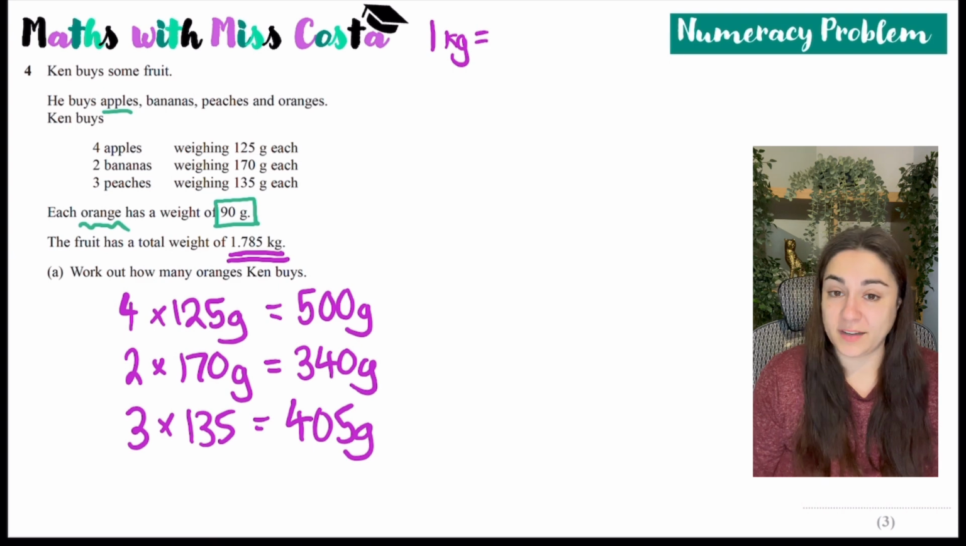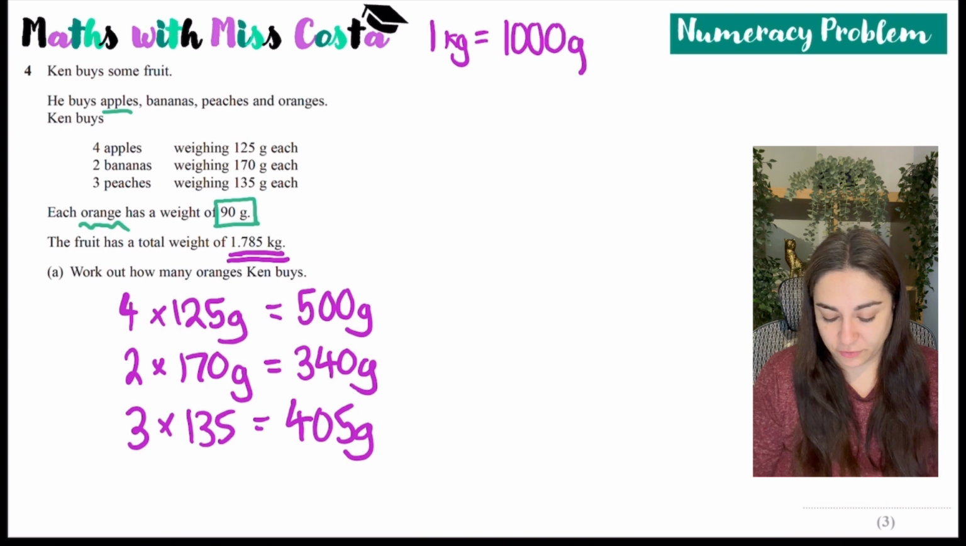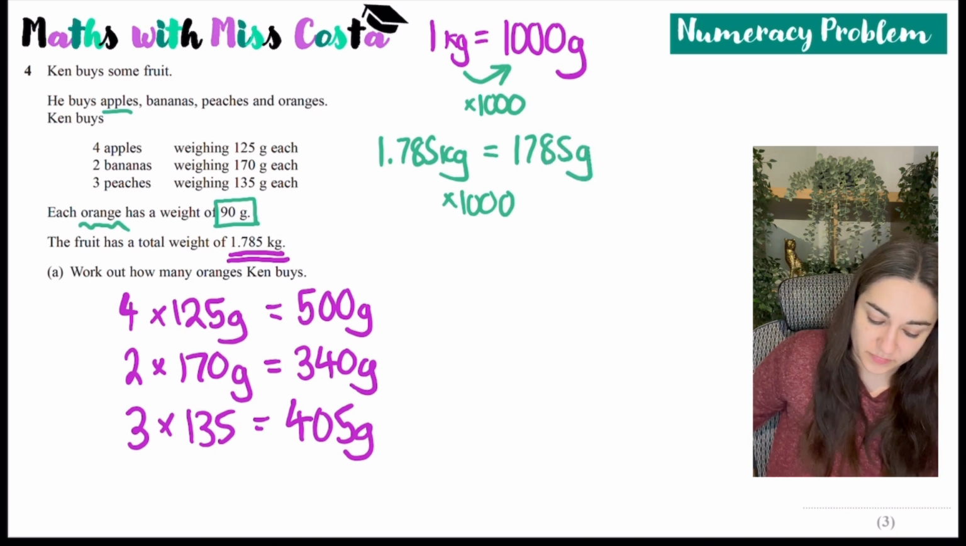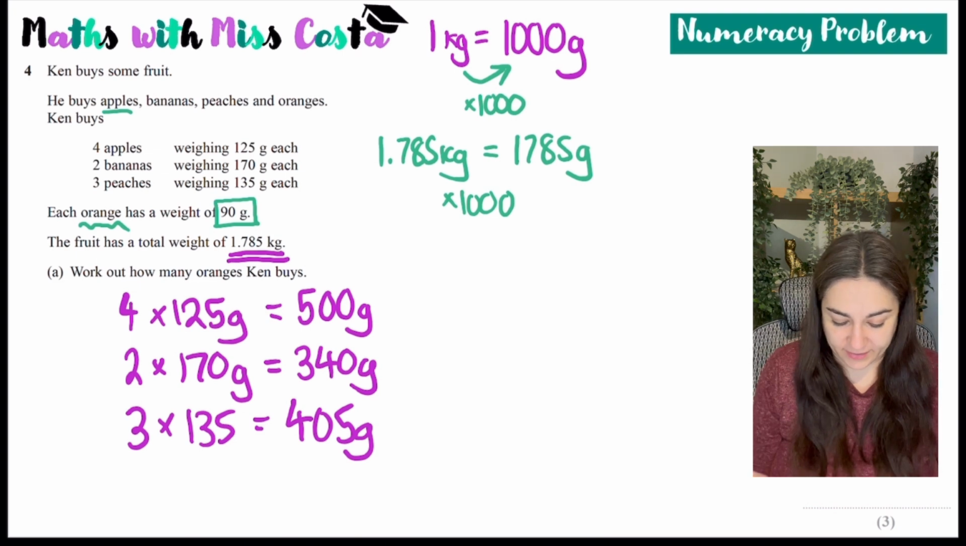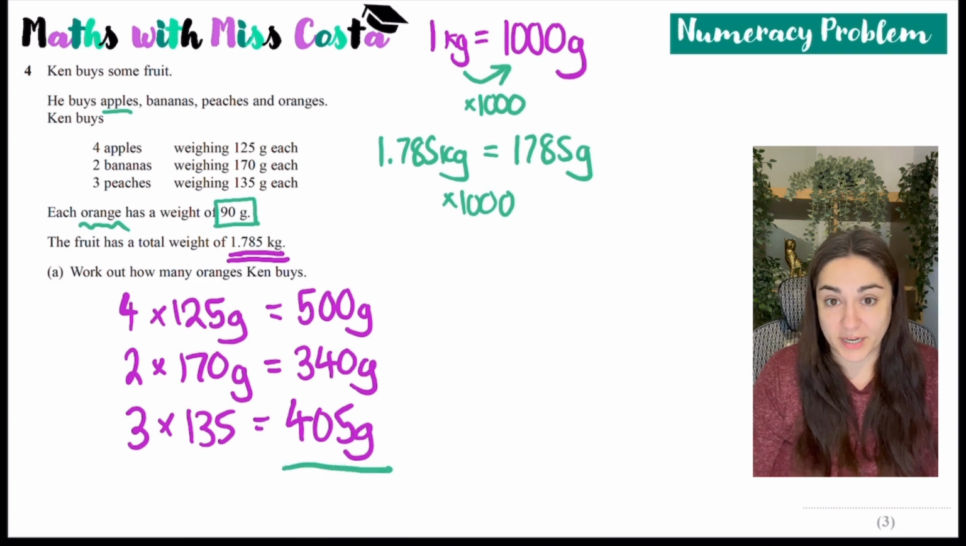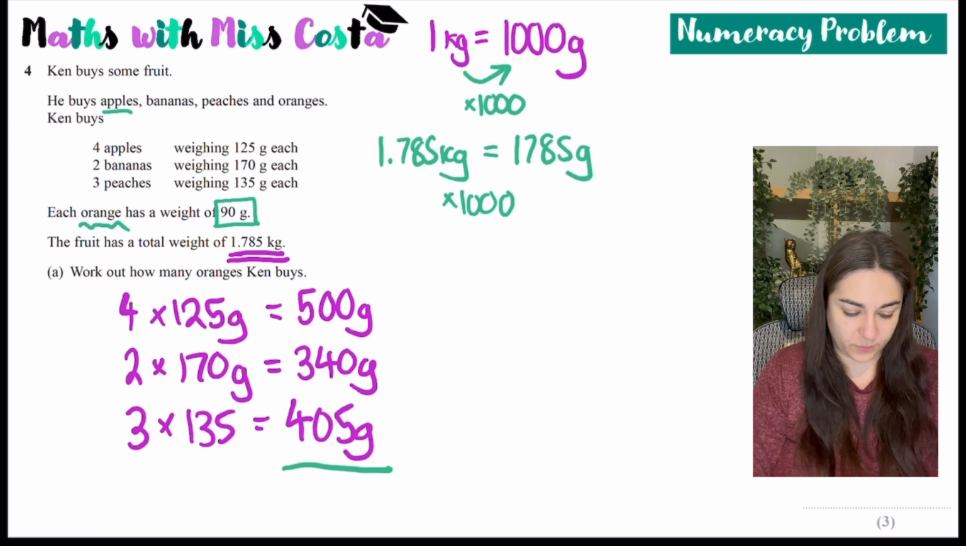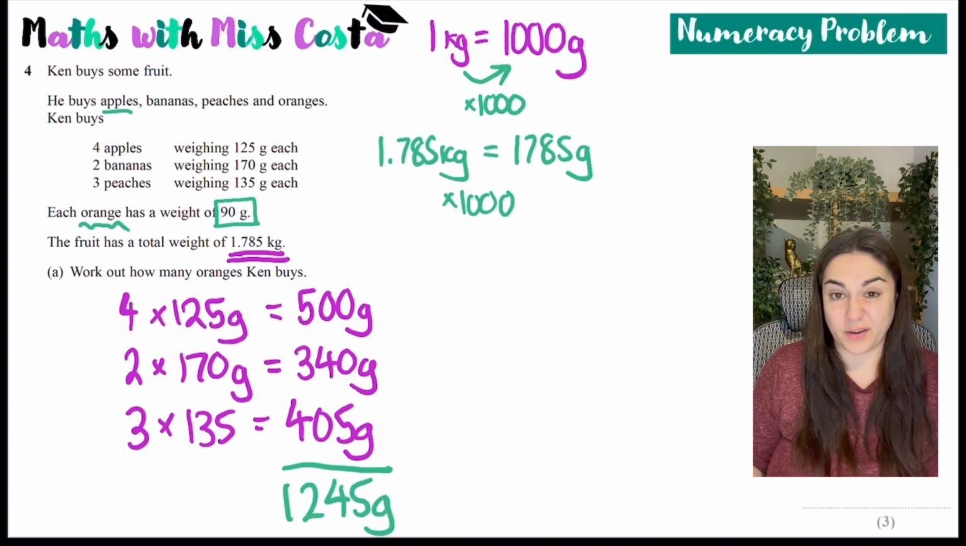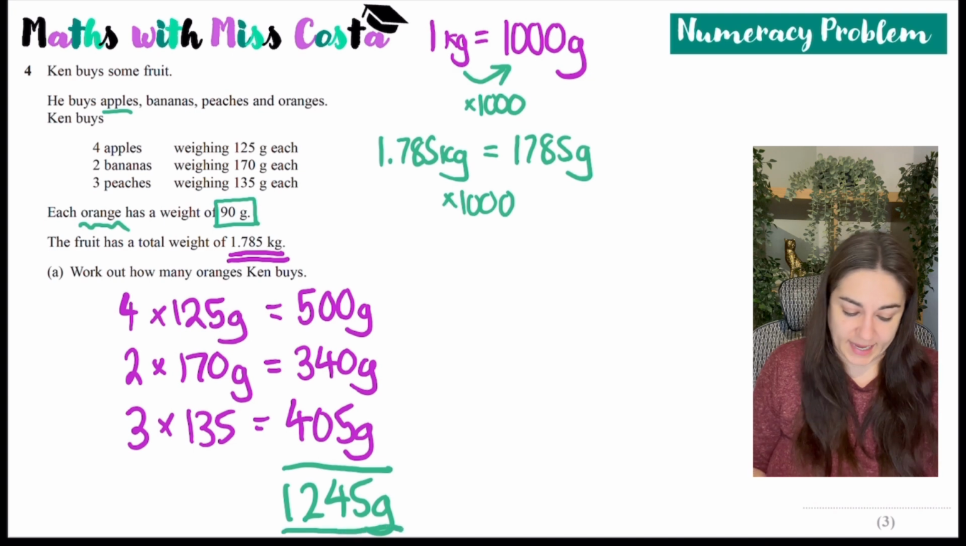So a metric conversion fact that you should know, if not then write it down, is that 1 kilogram is equal to 1,000 grams. So that means to turn kilograms into grams, I'm going to multiply it by 1,000. So I've got 1.785 kilograms, and if I multiply that by 1,000, that would give me 1,785 grams. Again, you can do this on your calculator if you need to. So I know the total weight is 1,785 grams, and I know the weight so far of all the objects that I have would be 500 plus 340 plus 405, which is 1,245 grams.